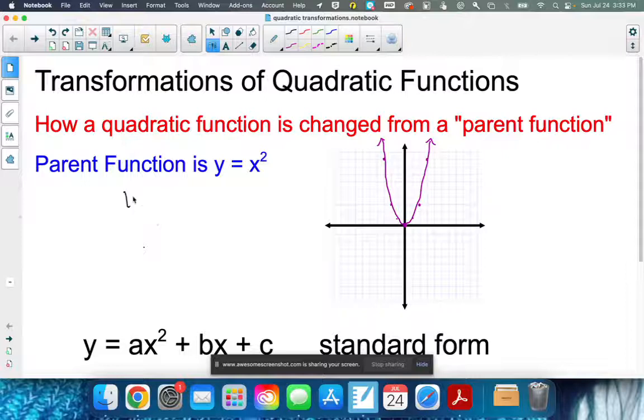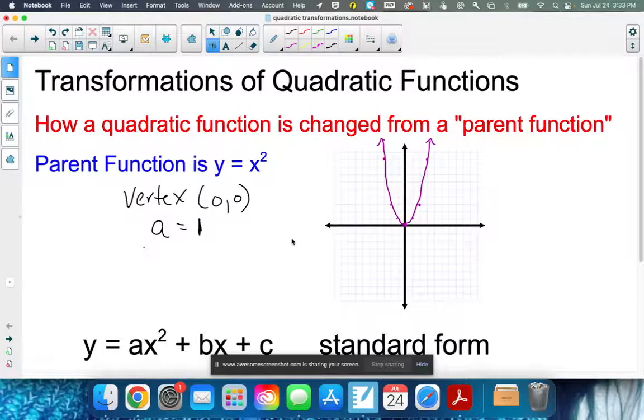It is specifically where the vertex is at (0, 0), and a, the coefficient that's always in front of the x squared, equals 1. Okay, so take a look. That is what the parent function looks like. The vertex is at (0, 0), and a is 1.